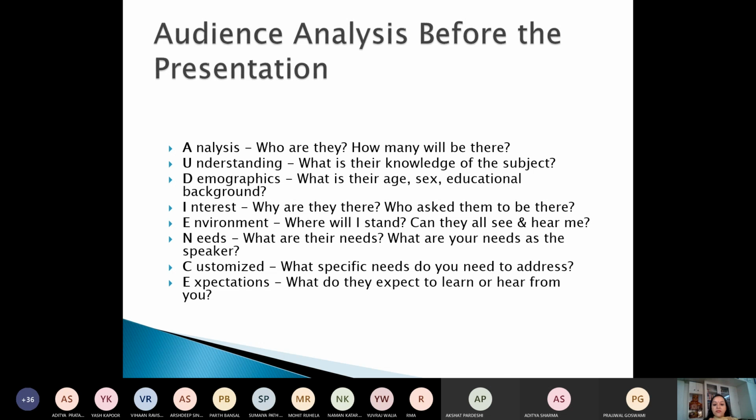Okay, environment is the venue. Where will I stand? Will everybody be able to hear me? Will I be able to see everyone? Everyone will be able to see me. All these things are very small little things, but they matter.